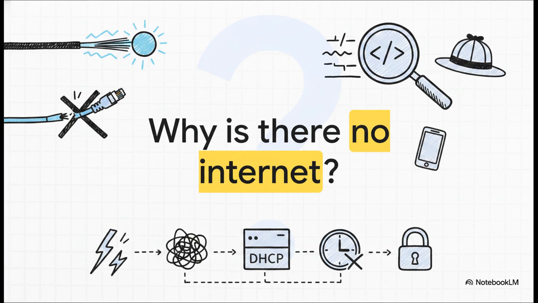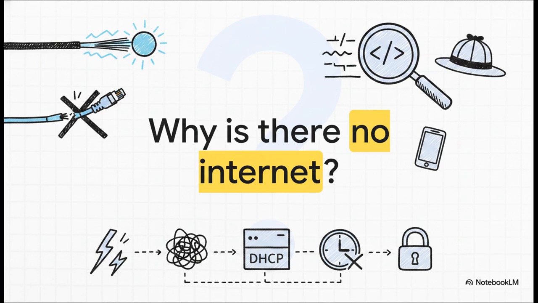Well, here's the secret. The physical cables, they're just the alibi. The real culprit is almost always hiding in the digital language of your network, specifically in a protocol called DHCP. This is the whole system responsible for handing out digital addresses to your devices. And when it fails, your device is basically invisible. It can't talk to anyone.